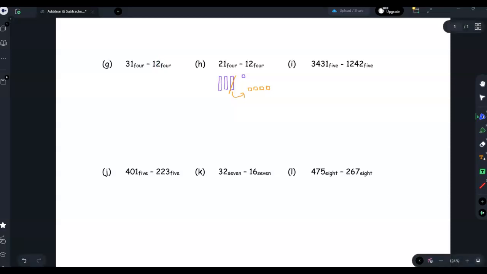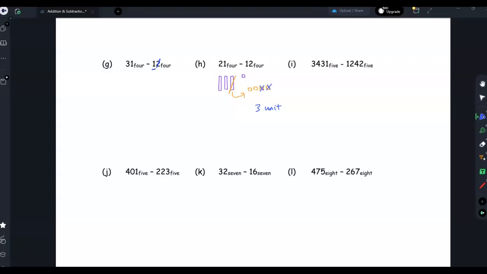So I wanted to subtract or take away 2 units. It doesn't matter which 2, I'm just going to take away these 2. Then I can see how many units I have left. Well, I've still got the 1 purple and the 2 orange, so I've got 3 units left. And now I've subtracted the 2 units.